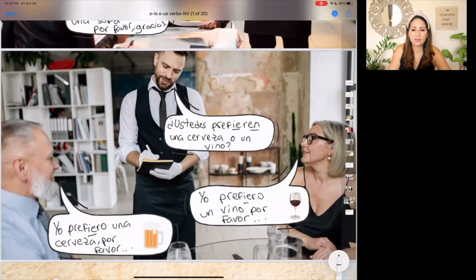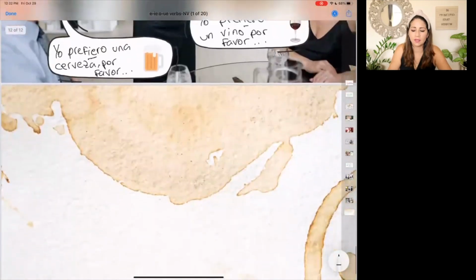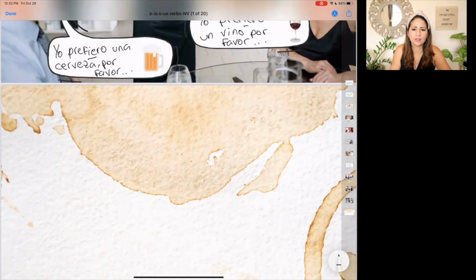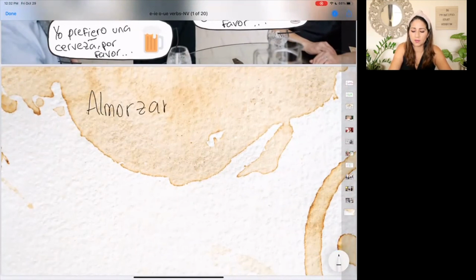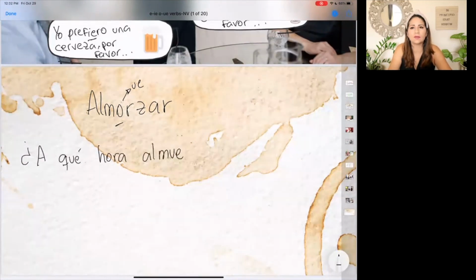Now, these are some examples with E to IE. Let's look at a couple with O, with an O that switches to UE. The first one that we can think of is the one to eat lunch. So that one is almorzar. Almorzar, it means to eat lunch. That O is gonna switch to UE. So if I want to know at what time you eat lunch, I could say, ¿a qué hora almuerzas?